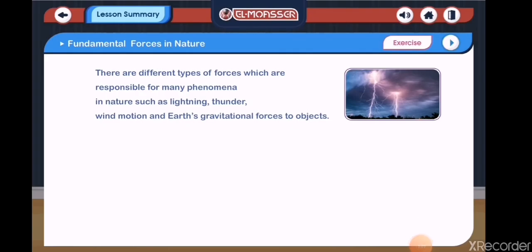What are the fundamental forces in nature? There are many different types of forces. These forces can't be seen in nature, but we can feel them in some phenomena. What are these phenomena? Number 1, lightning and thunder. 2, wind motion. 3, the gravitational attraction of objects to the earth. 4, the attraction of iron to a magnet.